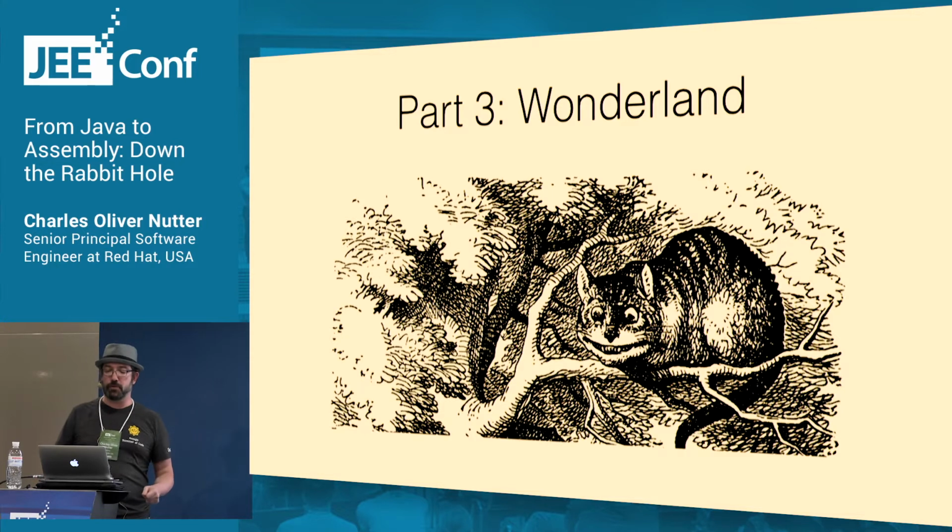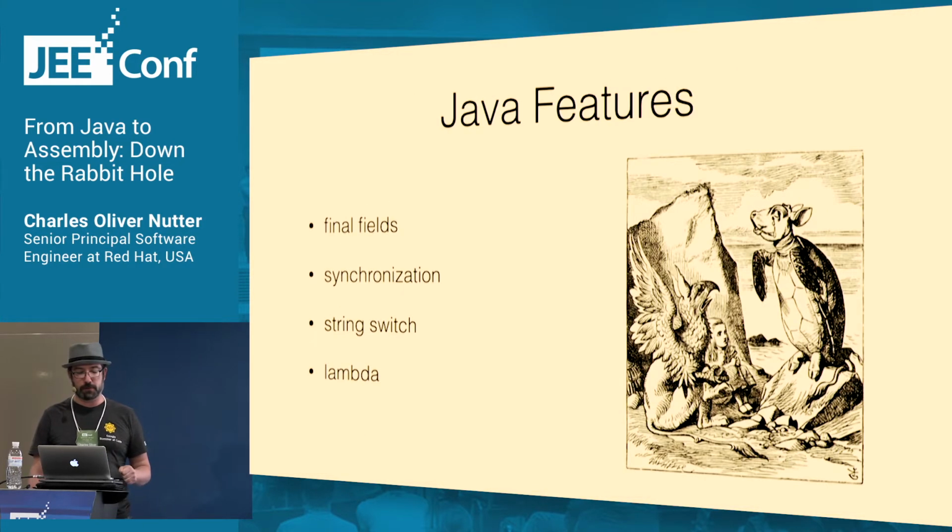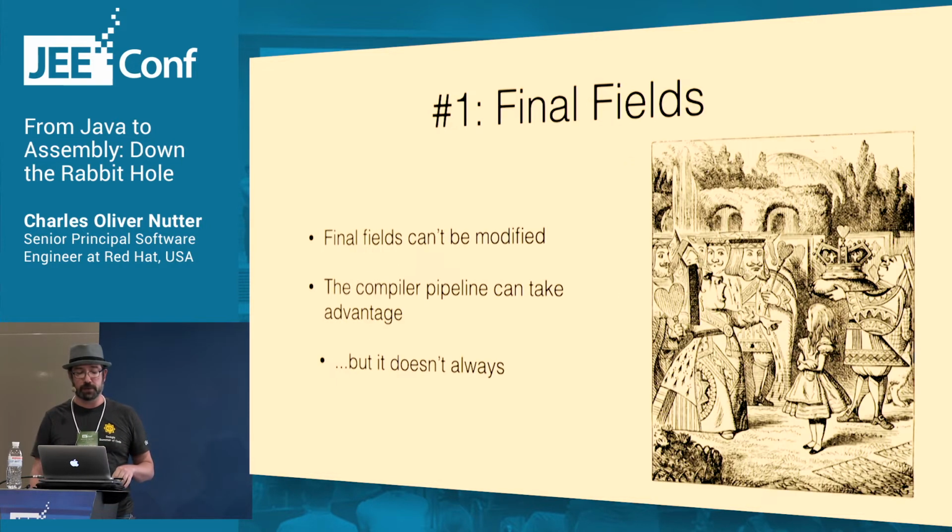All right, so part 3, Wonderland. We're going to have to move quickly through here. So these are the features we'll cover: Java final fields, synchronization, string switches, and lambdas. So final fields, of course, on the JVM are fields that can't be modified, maybe should be in quotes, because through reflection we can always cheat. But in general, the compiler can take advantage of this.